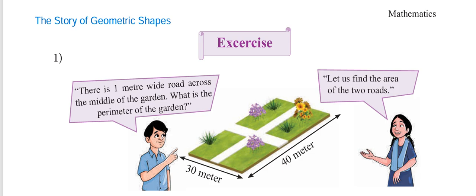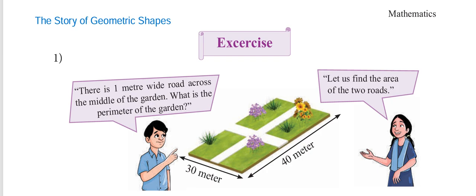In question number 1, we see there is a stem. Two students are there, one boy and one girl. The boy said there is a 1 meter width road across the middle of the garden. What is the perimeter of the garden? And the girl says, let us find the area of the two roads.